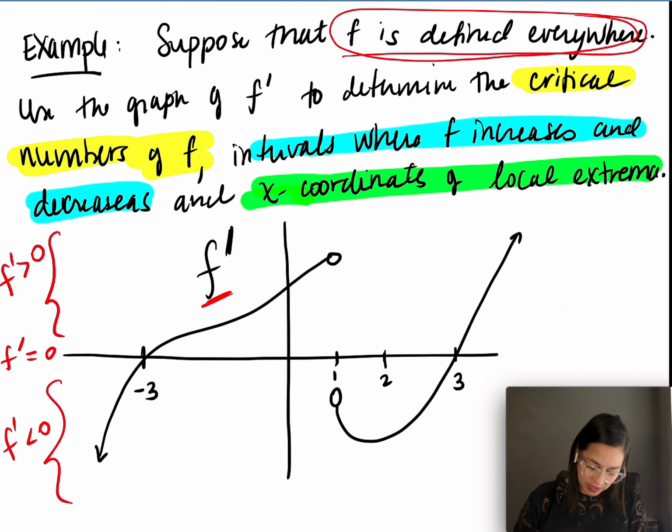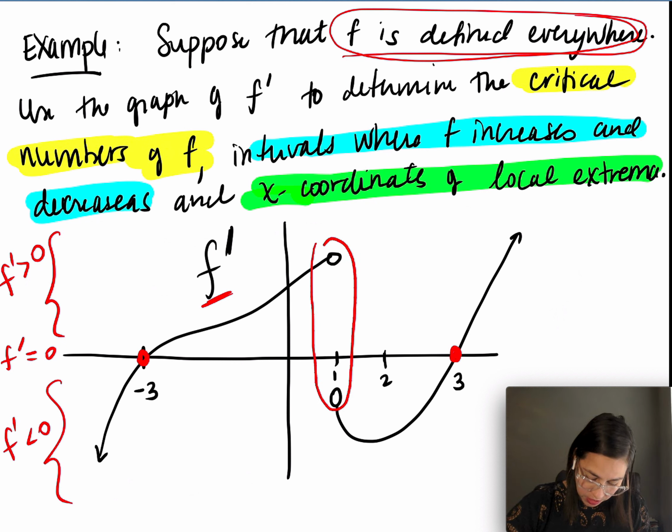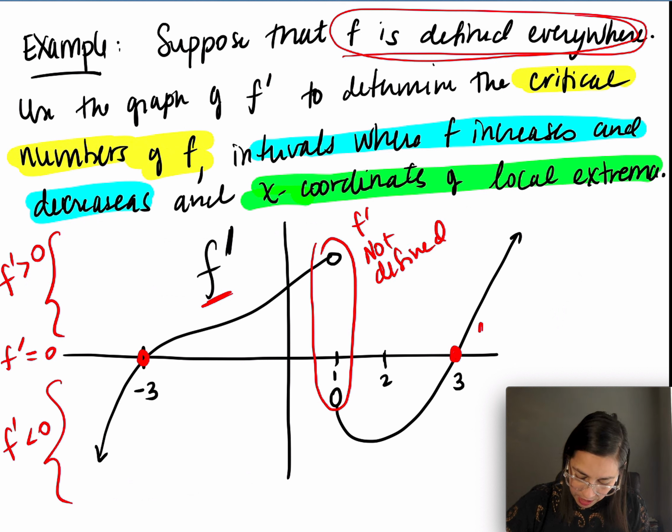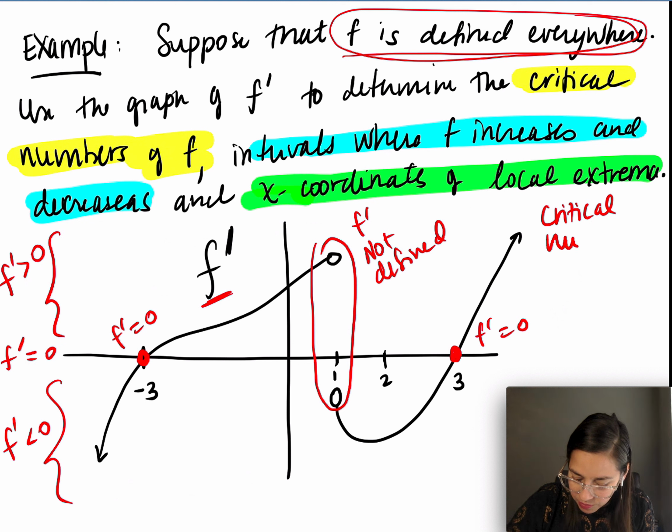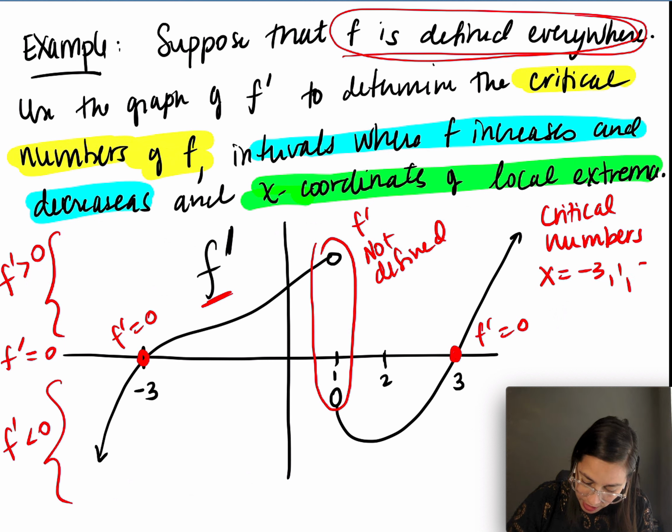So we look at the graph and we see that the derivative is equal to 0 at -3. The derivative is equal to 0 at 3. And the derivative does not exist, or it's not defined, at 1. Okay? So f prime is not defined at 1, f prime equals 0 at -3, f prime equals 0 at 3. So that tells me that those are my critical numbers, okay? So my critical numbers are x equals -3, 1, and 3.